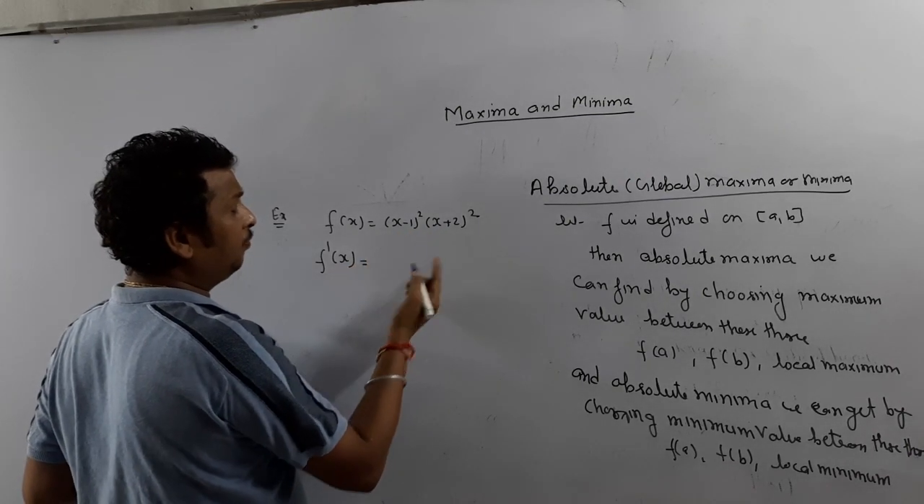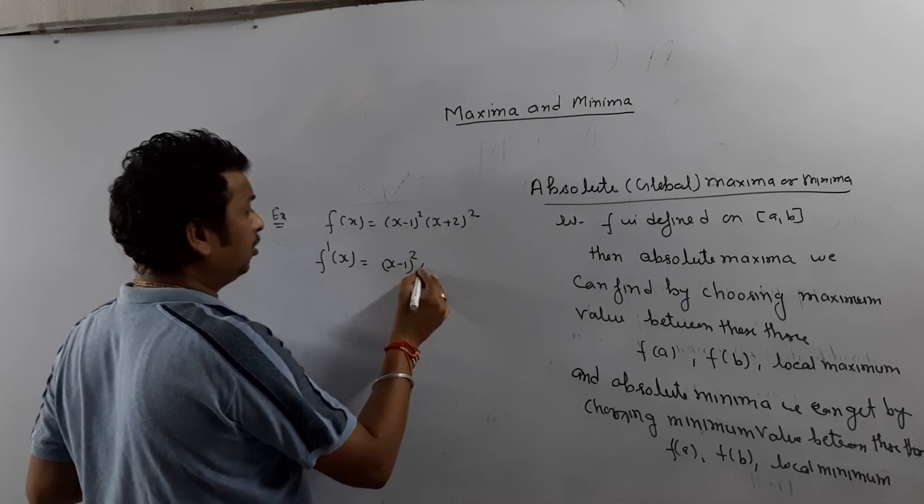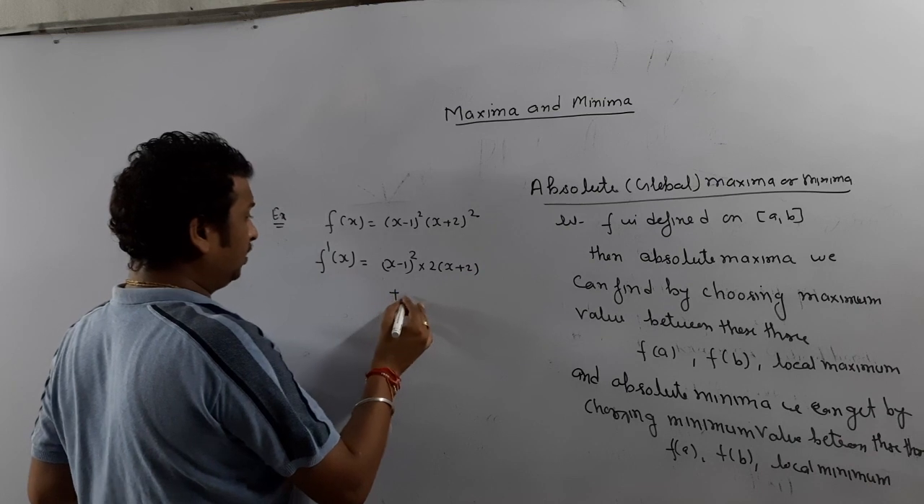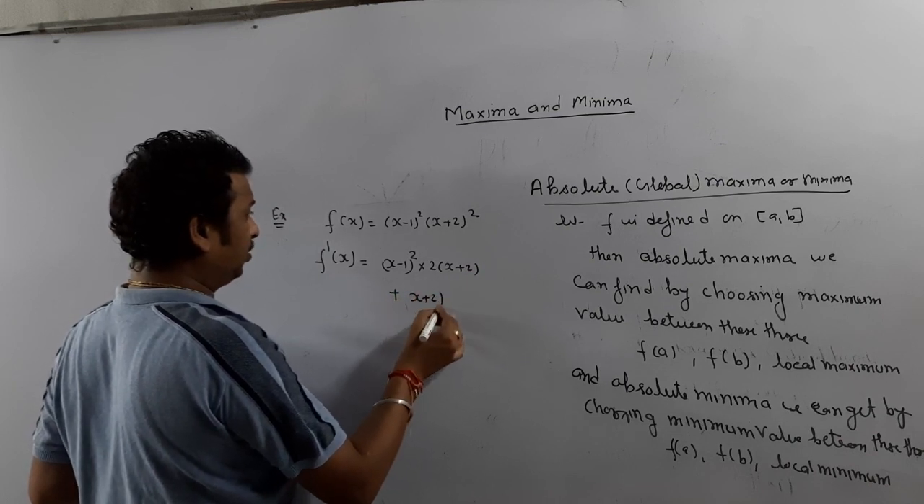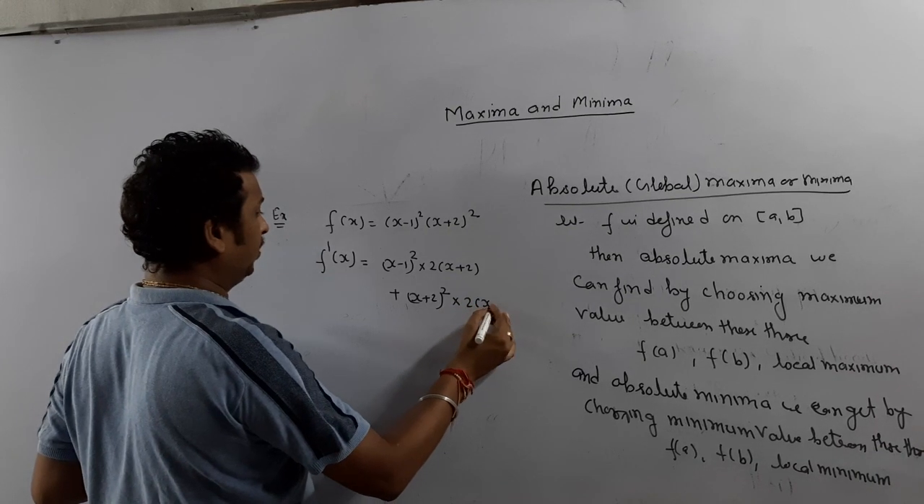How do we do the differentiation? First into second: first is the same, then differentiation of the second, which is 2 times (x plus 2), plus the second the same, into differentiation of the first, which means 2 times (x minus 1).